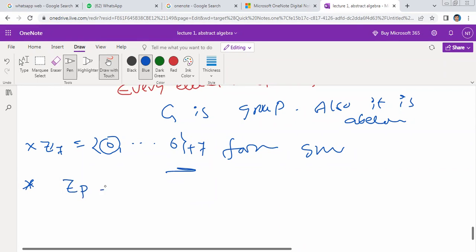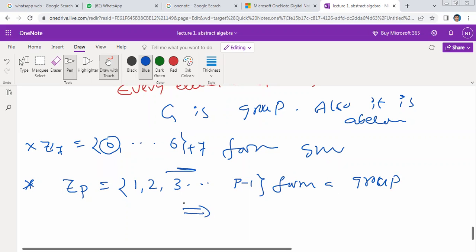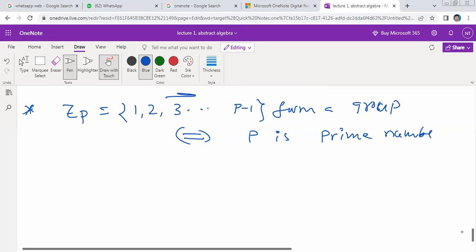Take Zp: 1, 2, 3 and so on up to p minus 1. This is the important one: it forms a group if and only if p is a prime number. Only when p is prime does this become a group. It must start from 1, not 0.